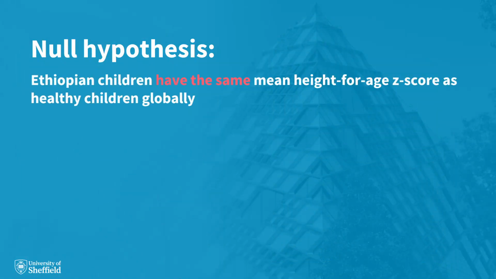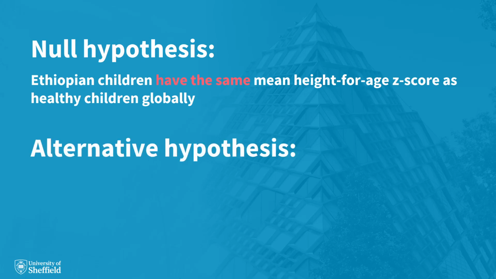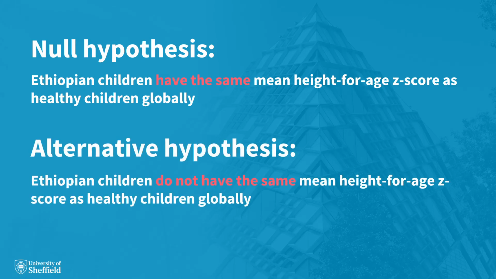Ethiopian children have the same mean height for age z-score as healthy children globally. The alternative hypothesis is that Ethiopian children do not have the same mean height for age z-score as healthy children globally. Let's unpack this. What do we mean by the mean? This statistic is often called the average and is calculated by adding up everybody's values and then dividing by the number of people in the group.